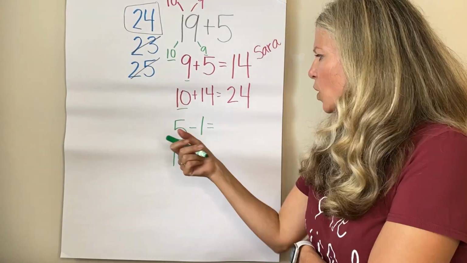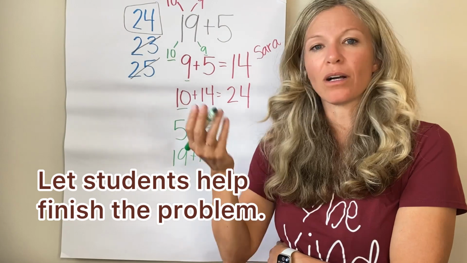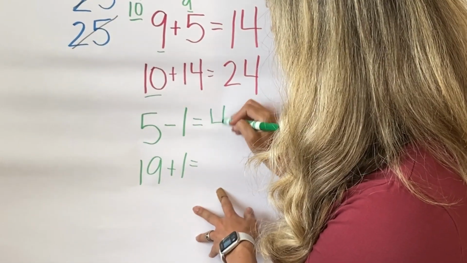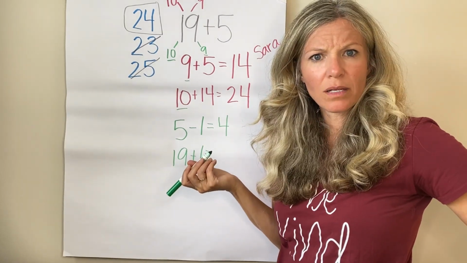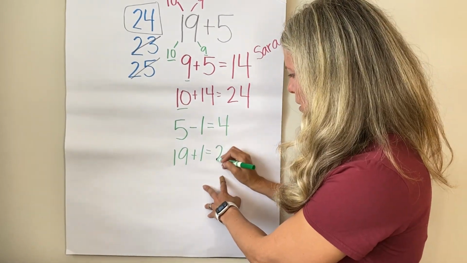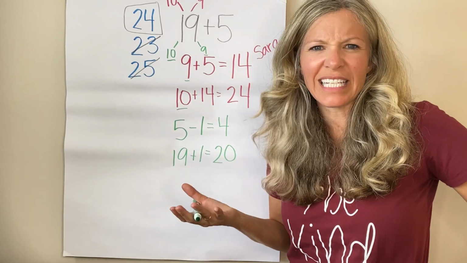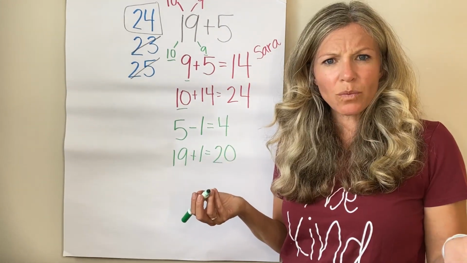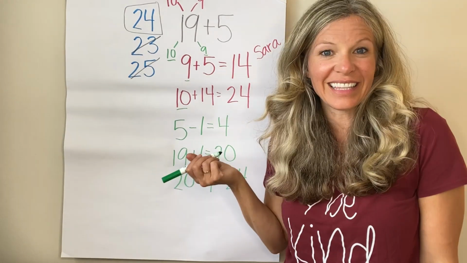And then I might pause. Who can kind of help me finish this? And I'll call on students. Okay, well, what is 5 take away 1? Well, we know that's 4. And what's 19 plus 1? Oh, 20. What do you think they did next? Well, they added the 4 and the 20 together. That's right. Why do you think that they did that?